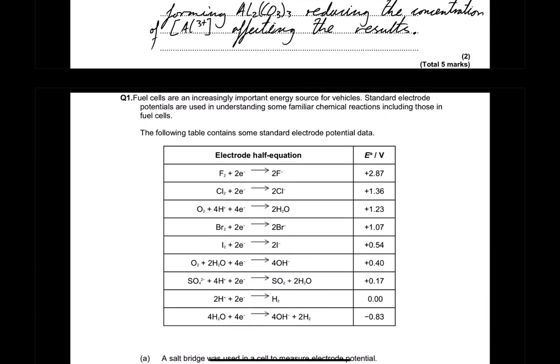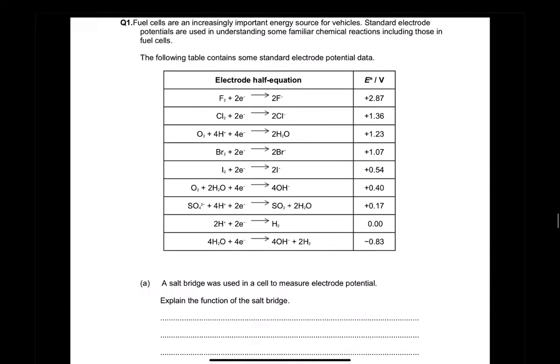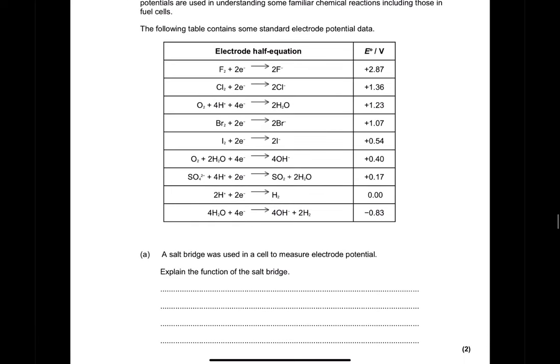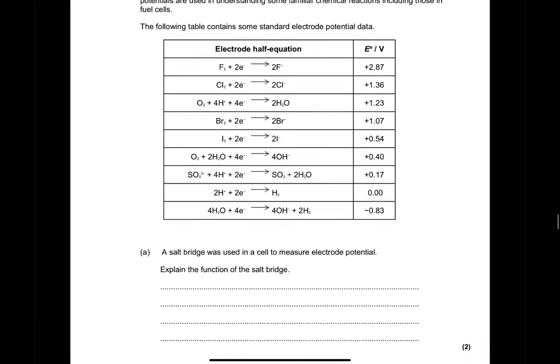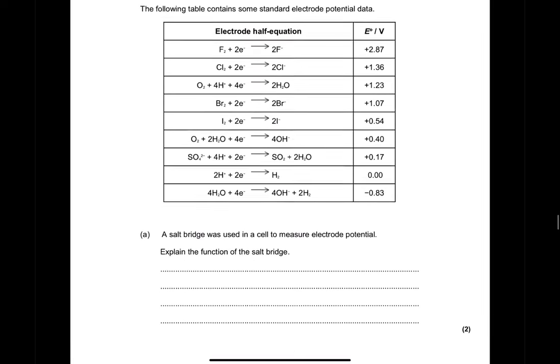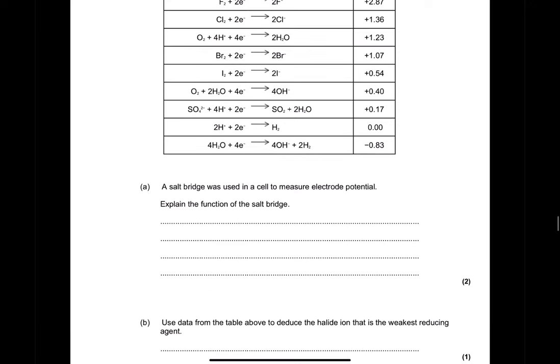Can I just put on that question? 5 minutes? Yeah, 5 minutes, that's fine. Fuel cells are an increasingly important energy source for vehicles. Electrode potentials. Some electrode potentials are used in understanding some familiar chemical reactions, including those in fuel cells. The following table contains some standard electrode potential data. A salt bridge was used in a cell to measure electrode potentials. Explain the function of the salt bridge.